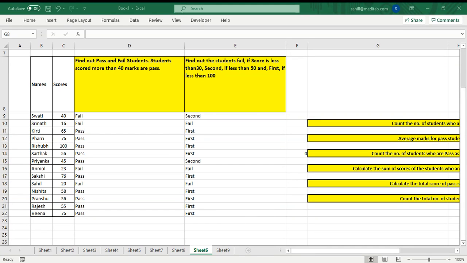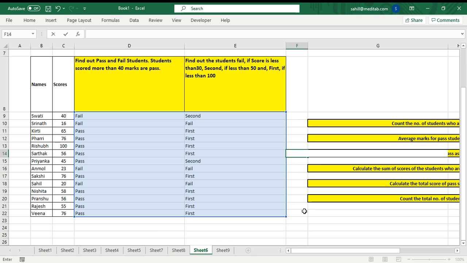Hello guys, today I am going to teach you one of the most important topics of Excel: SUMIF, SUMIFS, COUNTIF, COUNTIFS, AVERAGEIF, AVERAGEIFS. These are very important functions of Excel. I will try with an example so that you become familiar with all of these easily.